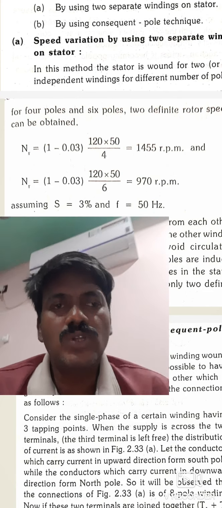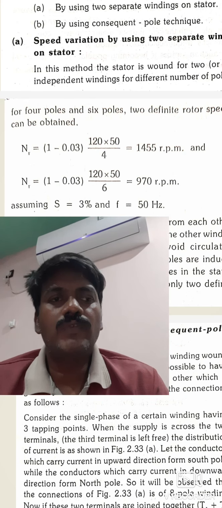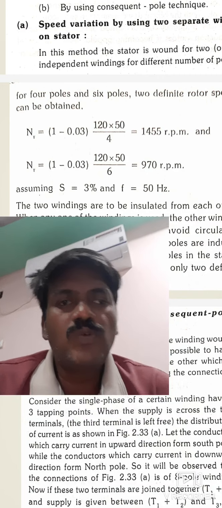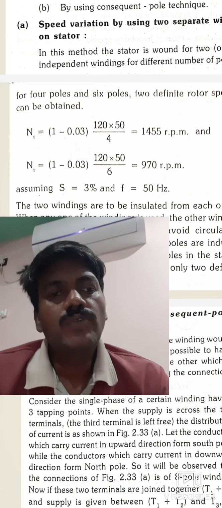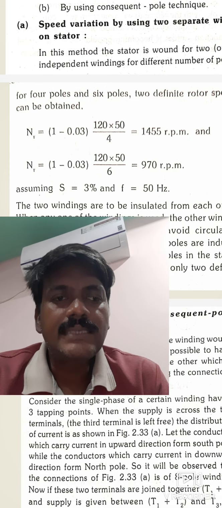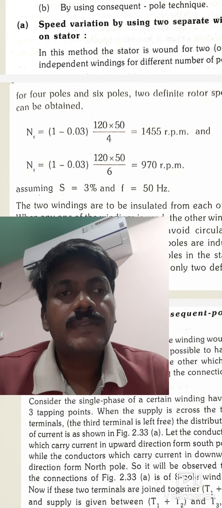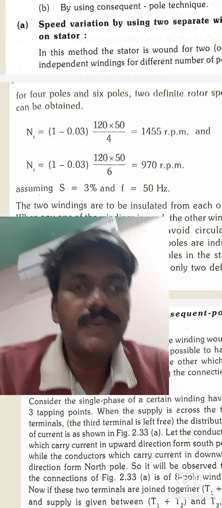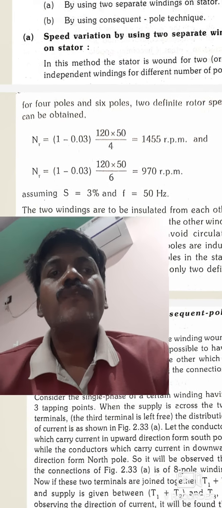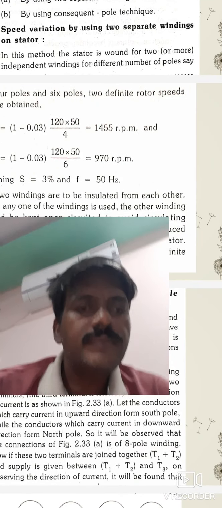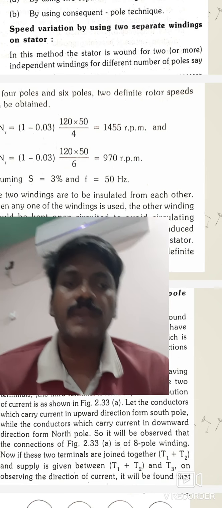Suppose it is wound for 4 pole and slip is s is equal to 0.03, then rotor speed is equal to 1455 rpm. Suppose it is wound for 6 pole, so it becomes (1 minus 0.03) into 120 into 50 by 6, that is equal to 970 rpm. Right? Here we assumed that slip is equal to 3% and frequency is equal to 50 Hz. So from this we can conclude that by changing the number of poles, we can change the speed.